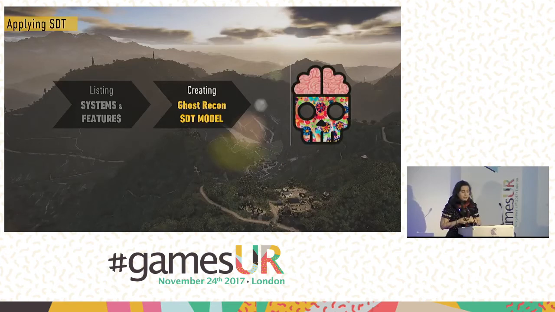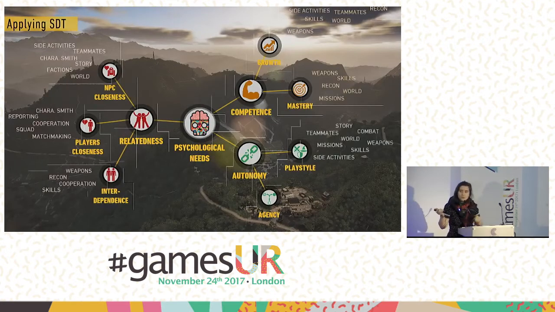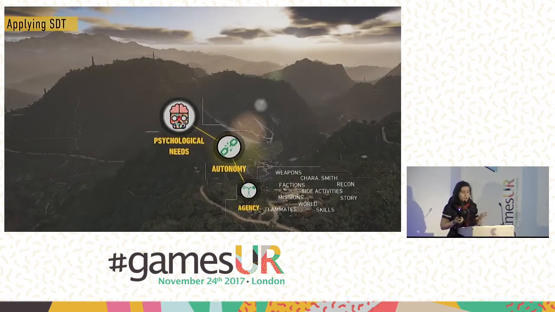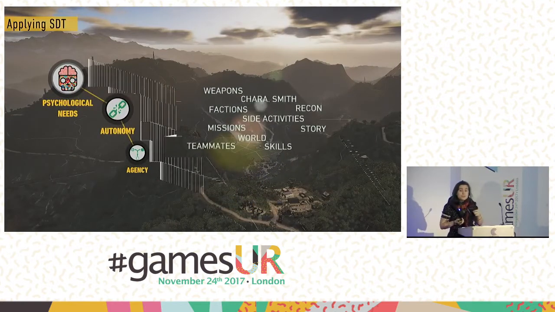Then, from this information, we created the Ghost Recon self-determination model. We took back the model we had at the beginning, and behind each of the facets, we put each of the systems or features that could answer each of the needs. For instance, at this point, when talking with the team about agency, we didn't really talk about agency, but more about weapons, character skills, recon, story, etc.